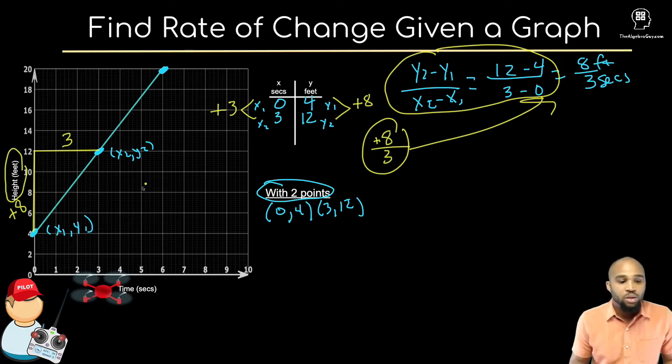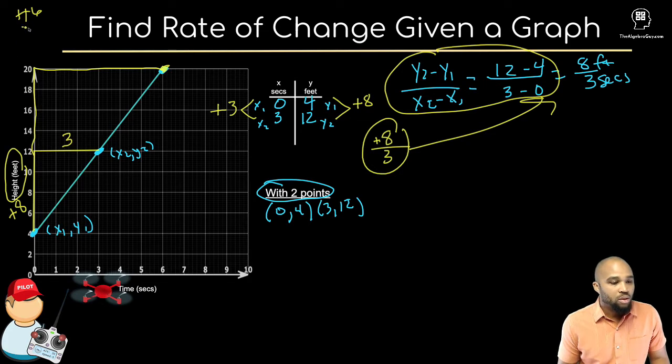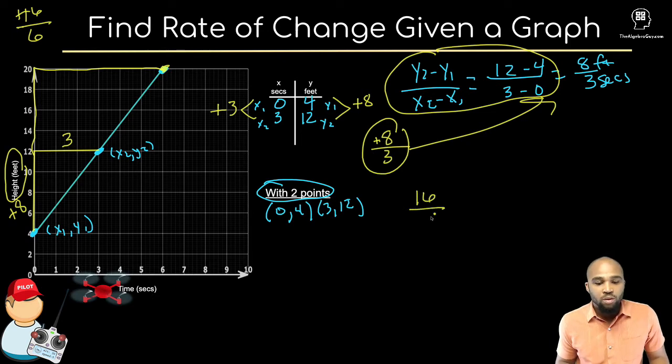So there's a couple ways you can do it. Now, what if you chose this point? Would you get the same answer? Absolutely. So if I chose that point, that means I'm going from 4 to 20, which is up 16. So I went from 4 all the way up here to 20. So I have a triangle there. And then I went from 0 all the way over to, what is this? 6. So 6. So I end up with 16 over 6.